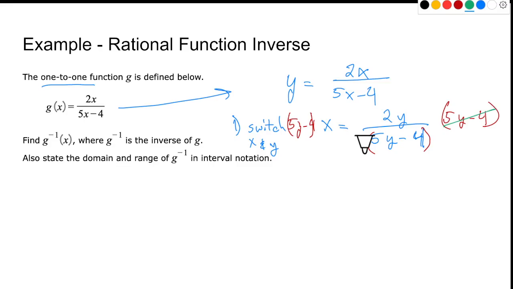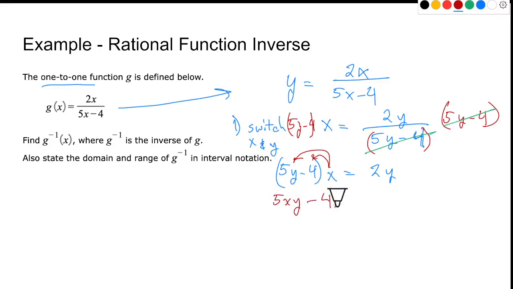On this side, they cancel out very nicely. So then we're left with 5y minus 4 times x equals 2y. Now, how are we going to get these y's together? Well, let's just keep moving forward. Let's simplify. The y is inside of a parentheses here, so let's distribute this x. So we get 5xy minus 4x equals 2y.